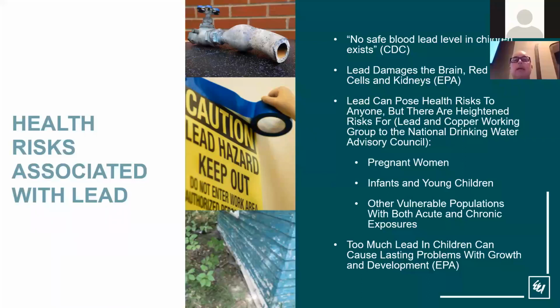And CDC has said that for children, who seem to be most affected by it, no safe blood lead level exists. Lead ends up affecting the brain, red blood cells, and kidneys, so it can certainly be pretty serious. The health risks of lead are heightened for pregnant women, infants and young children, and other vulnerable populations. And too much lead in a child can last for a long time and cause growth and development issues. So it is real.